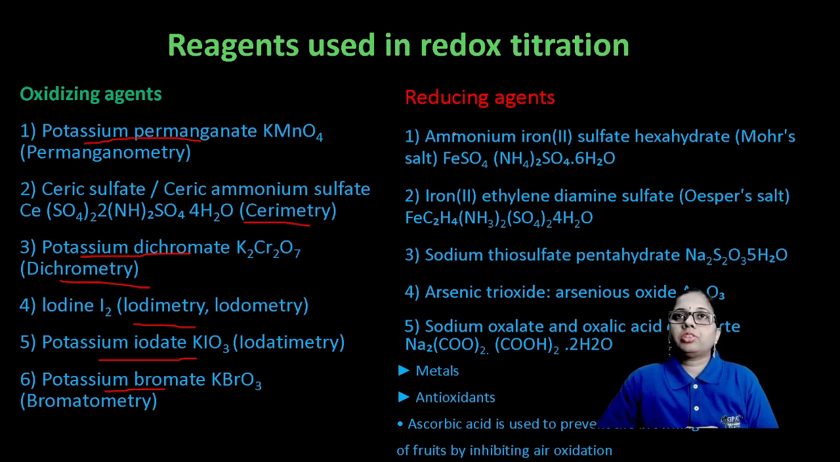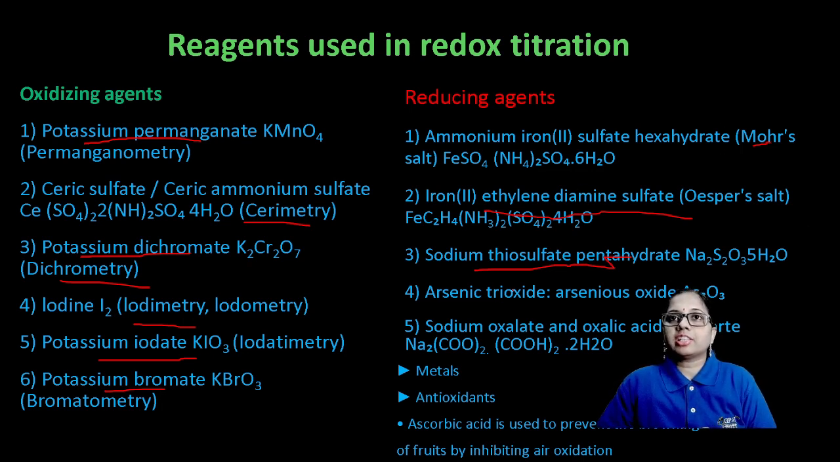Next, examples for the reducing agents: ammonium iron sulfate hexahydrate, also called Mohr's salt, FeSO4, (NH4)2SO4, 6H2O. Similarly, iron ethylenediamine sulfate, called Oesper's salt. One more example, sodium thiosulfate pentahydrate. And arsenic trioxide, also called arsenic oxide, As2O3. Also sodium oxalate and oxalic acid dihydrate. So these are the examples of the reducing agents.